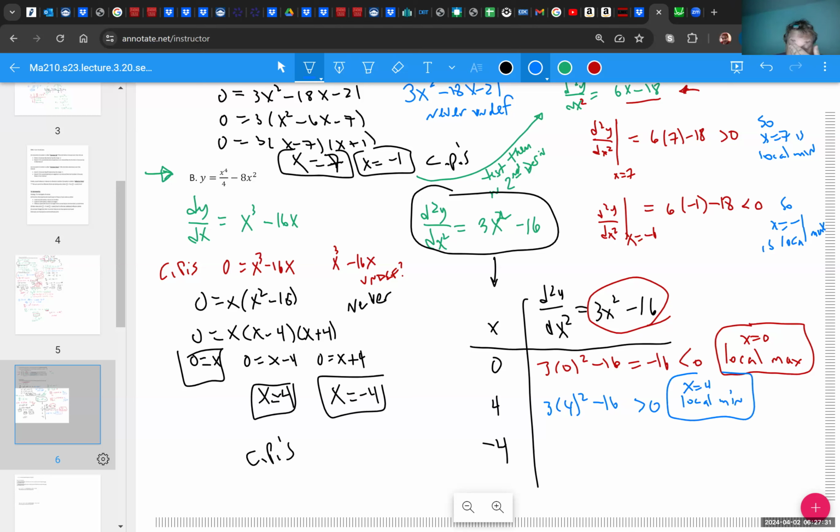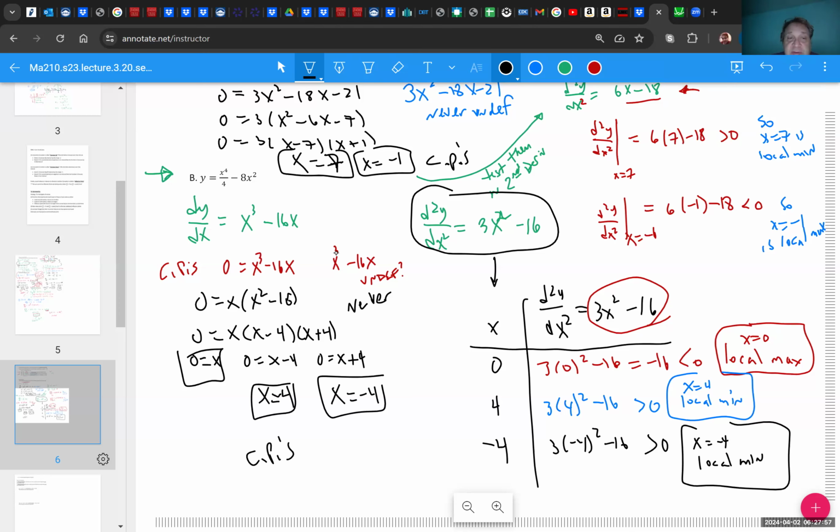And let's plug in negative 4. So we get 3 times negative 4 squared minus 16. 3 times negative 4 squared is 48 minus 16, which again is positive. So x equaling negative 4 is a local minimum. So we have three critical points. We know that there are 2 local minimums and 1 local maximum.